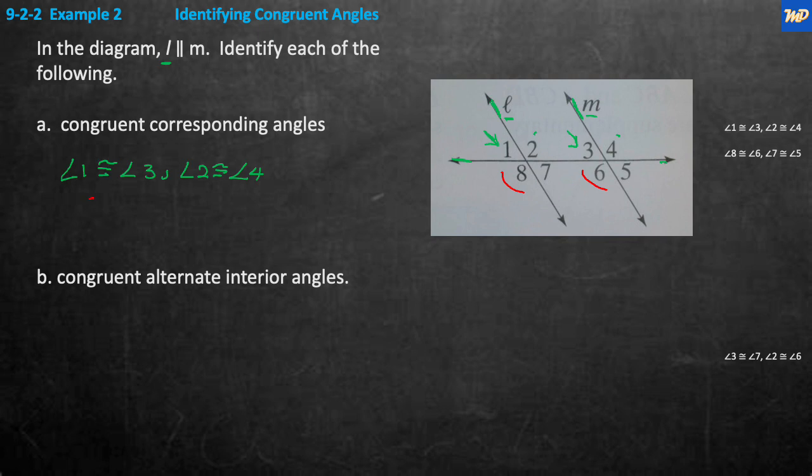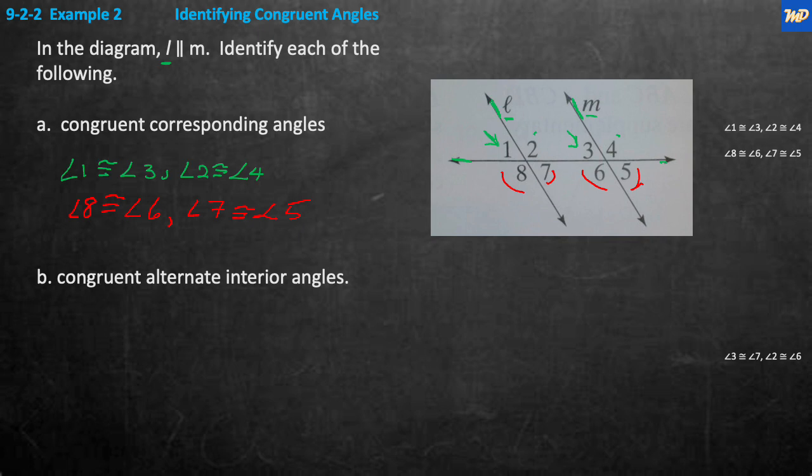So we have angle 8 is congruent with angle 6. And then finally, angle 7, right here, is congruent to angle 5, right here.